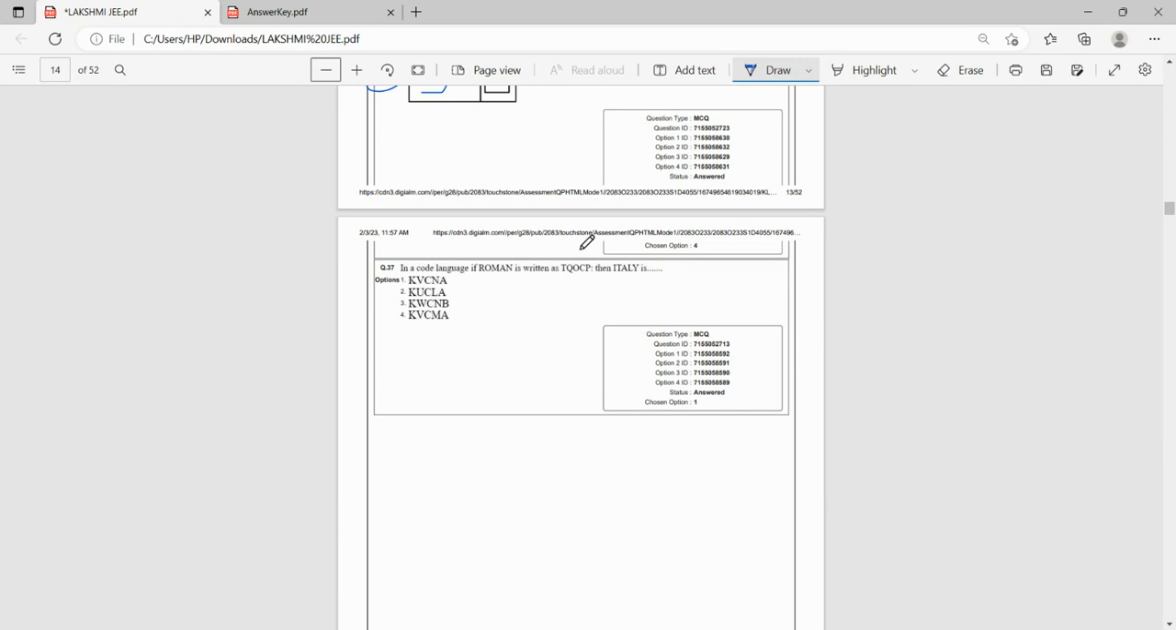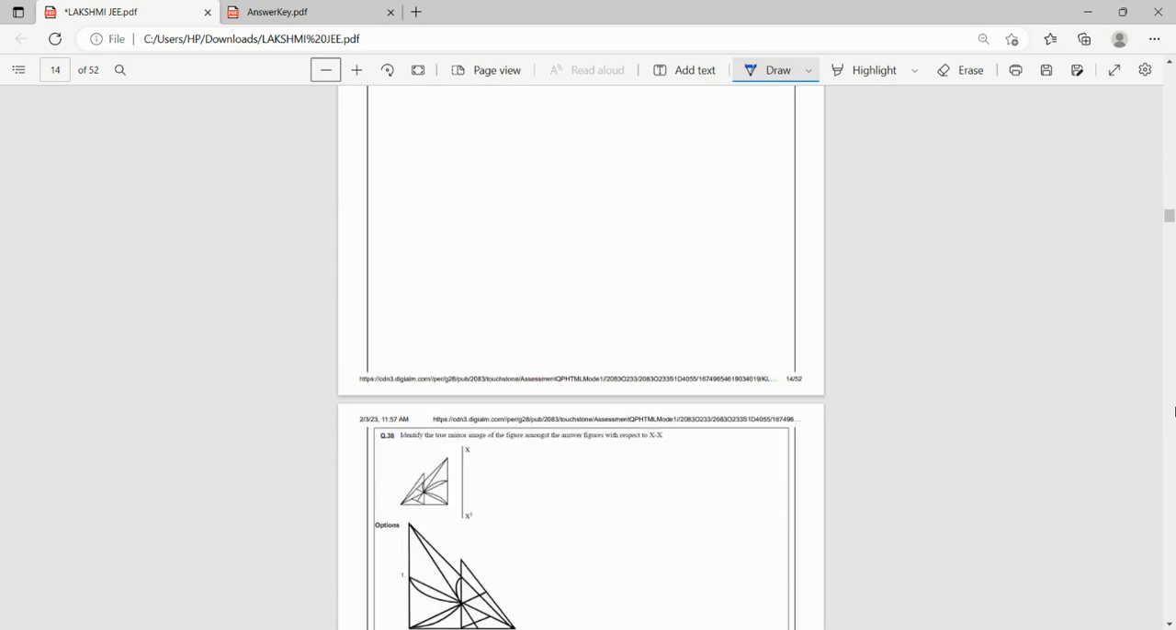Then code language. If you know coding language, then you can easily code each number, each letter or by number. Here it is regarding letter. In a code language, Roman is written as TQOCP. Then Italy is dash. So that is a code language.